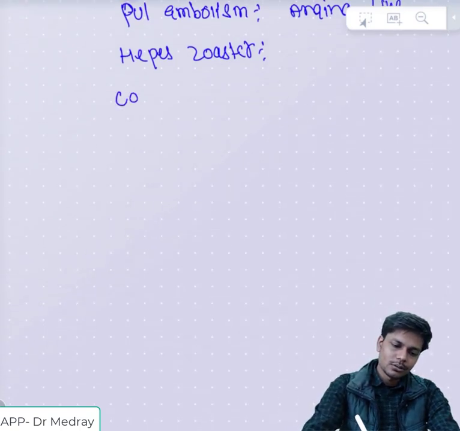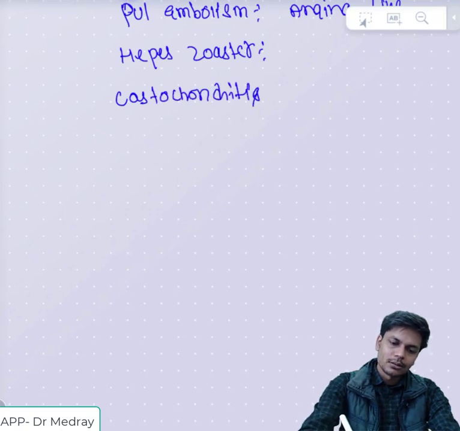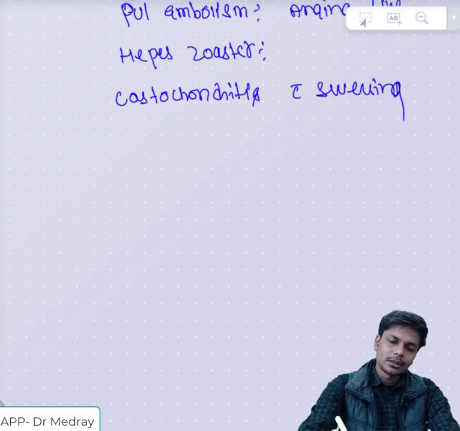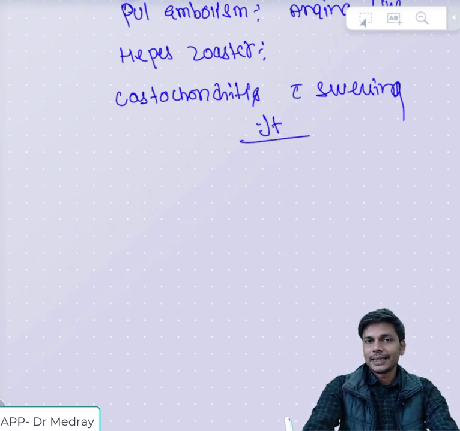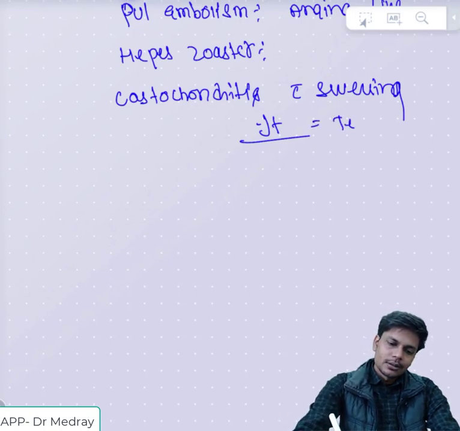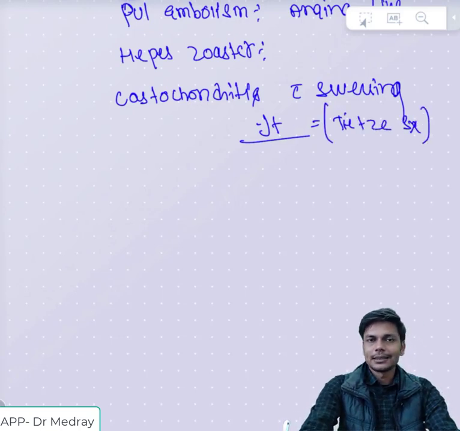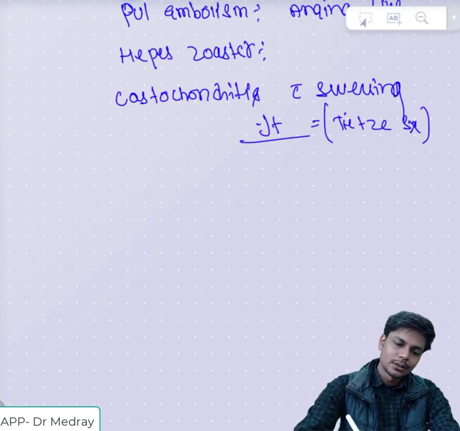Sometimes there is costochondritis, with swelling of the costochondral junction, along with pain and swelling of the costochondral junction, known as costochondritis or Tietze syndrome. It is a rare disease causing swelling; this is a musculoskeletal cause of chest pain. There is swelling and tenderness of the costochondral junction, known as Tietze syndrome.